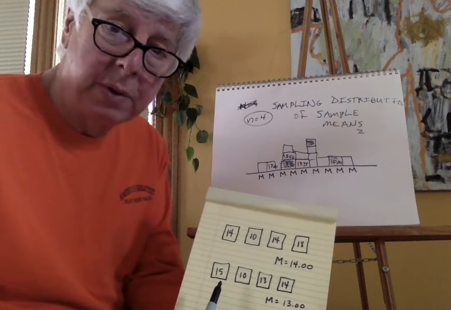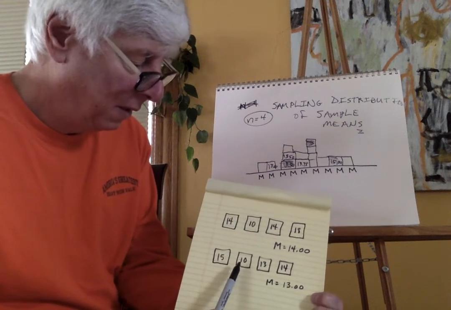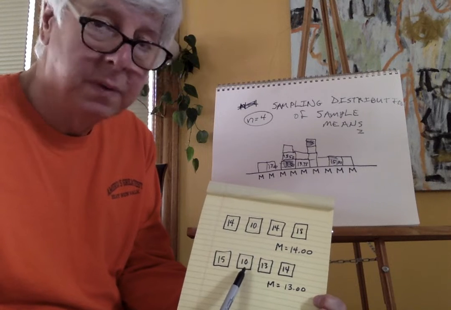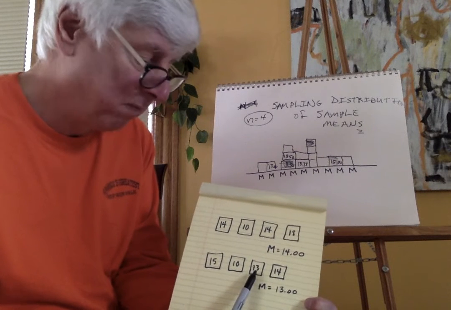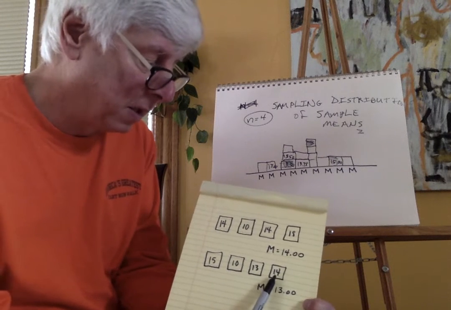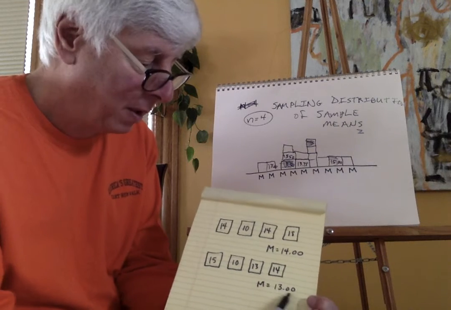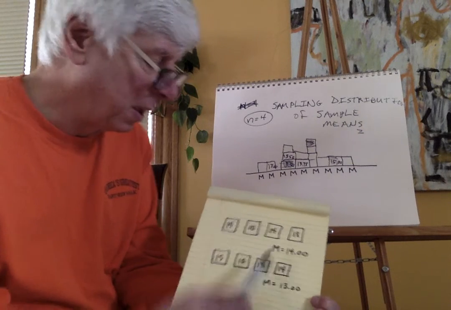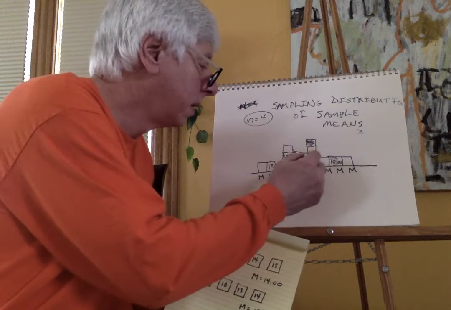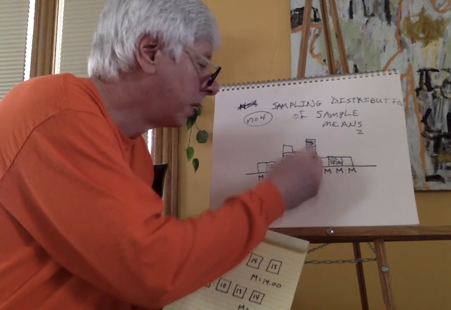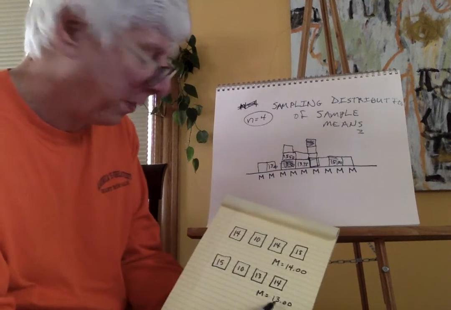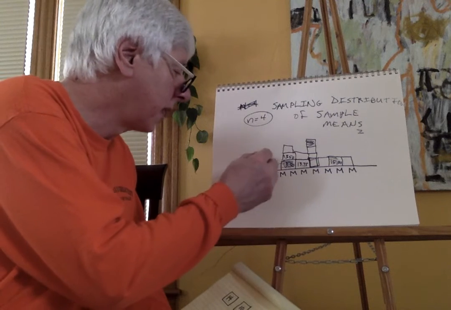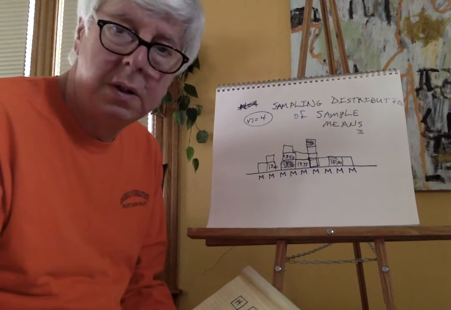Here's another sample. 15, 10, wow, that was unusual. 13, what I expect. 14, most expected. Calculate that, get a 13. So I put this 14 up here. Here's where that sample was, 14. 13 down here is where that sample was. Okay?